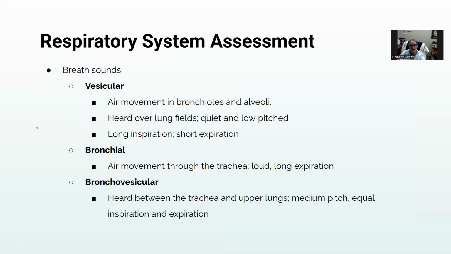There are different breath sounds. So you have vesicular breath sounds, and that's when you have air movement in the bronchioles and the alveoli. You can hear these over all the lung fields, and they're going to be kind of a quiet and low pitch sound. You're going to have a longer inspiration and shorter expiration. So it's kind of very quick lung sounds or breathing sounds.